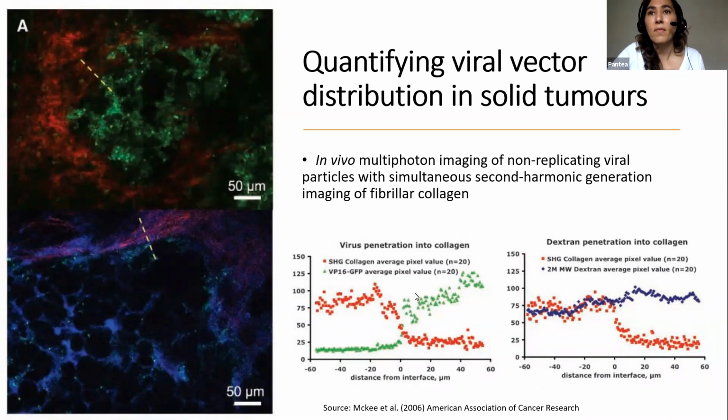And what they found was that the virus had diffused in this region of low collagen, but there weren't actually many virus particles in the region of high collagen. So they wanted to know whether this phenomenon was actually happening because of virus size, or whether there was some other interaction between the virus and the collagen.